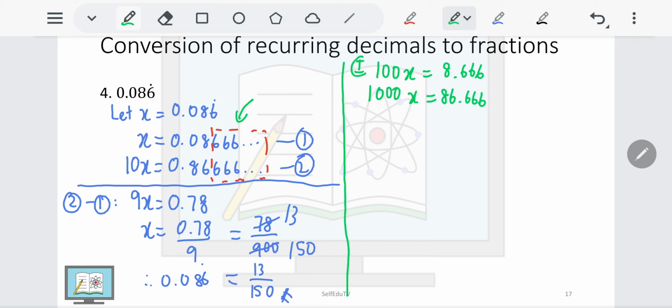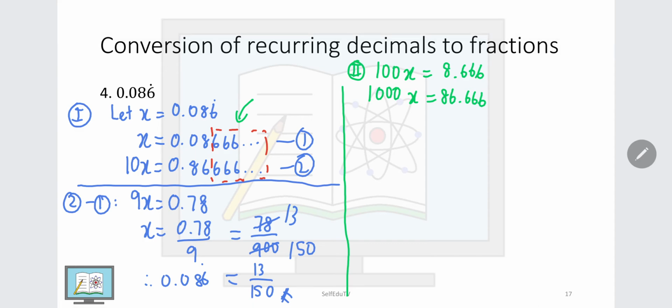This one is method number 1, and this one is method number 2. Okay, so I just label these as equation 3 and equation 4. So if I subtract equation 4 by equation 3, 1000x minus 100x, 900x. 86.6666 minus 8.666, I'll get 78.